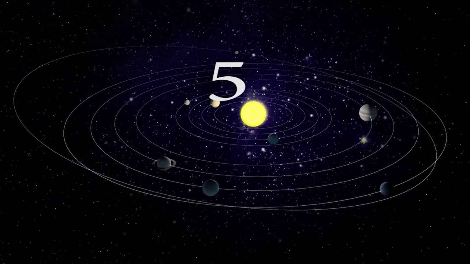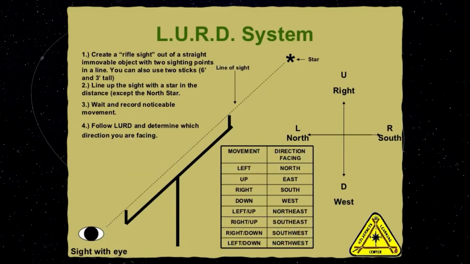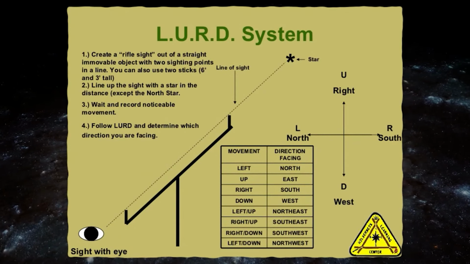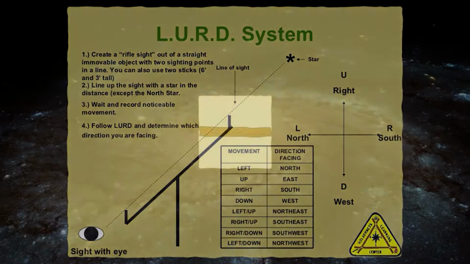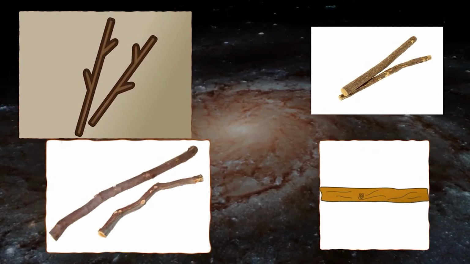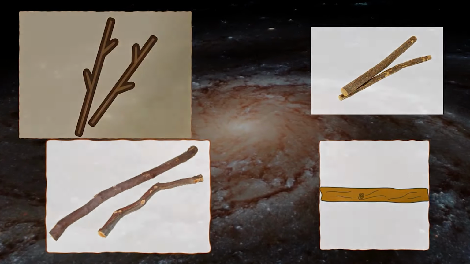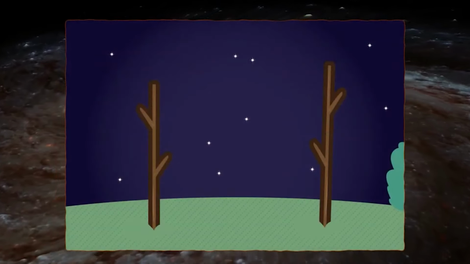Number 5. Navigation by motion tracking of any star using 2 sticks in the northern hemisphere at night. First, get 2 sticks, one longer than the other, as straight as you can find. We can place these sticks in the ground and line up the 2 tips of the sticks with any star in the sky and track the motion of that star to determine which way we are facing.